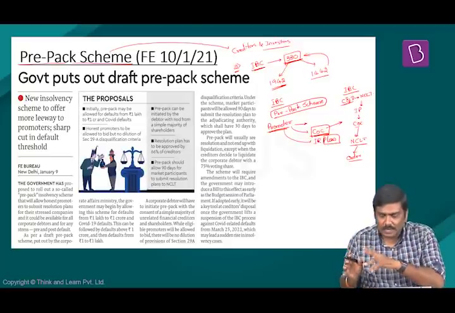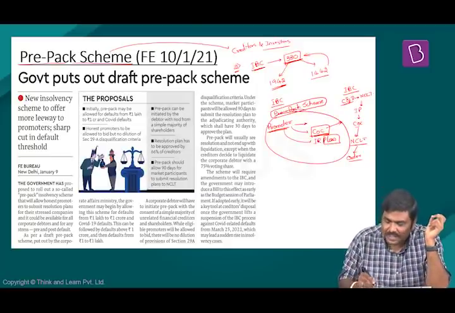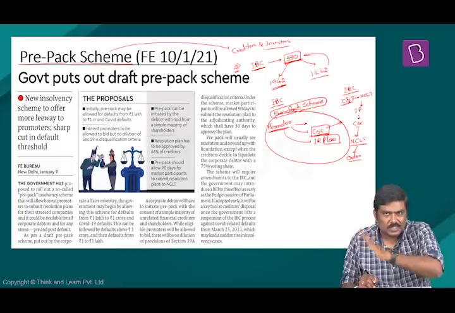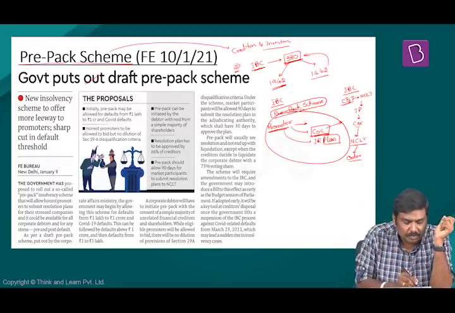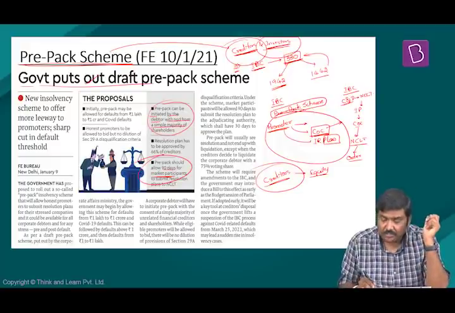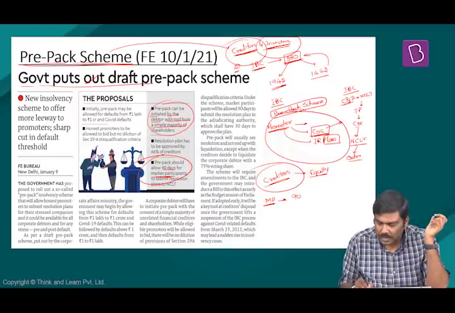Now, as against this particular process, we want to reduce the time period which is taken for insolvency resolution of a distressed company under the concept of a pre-pack scheme. As per the draft proposal which has been put forward by Government of India, the market participants will be allowed to put forward a draft resolution plan within 90 days to the authority, that is NCLT.